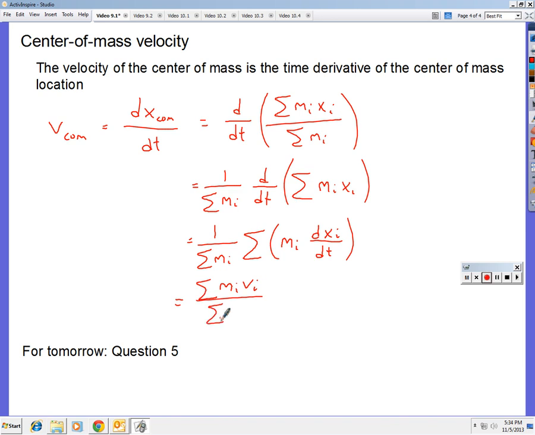So there are two ways of calculating the velocity of the center of mass. One, you can get the position of the center of mass as a function of time and take the derivative. Or, if you know the velocities of all the individual particles, you can just calculate it this way, which is usually going to be easier, not always.